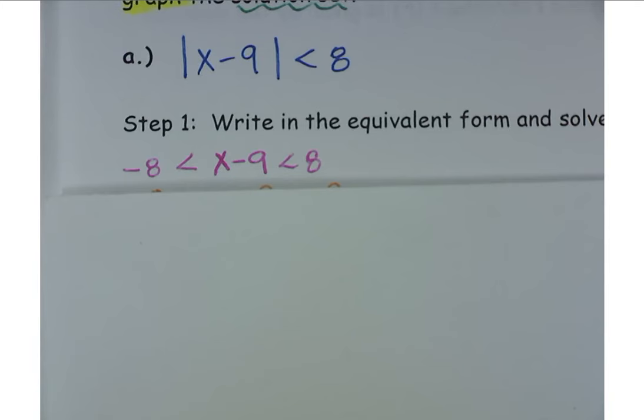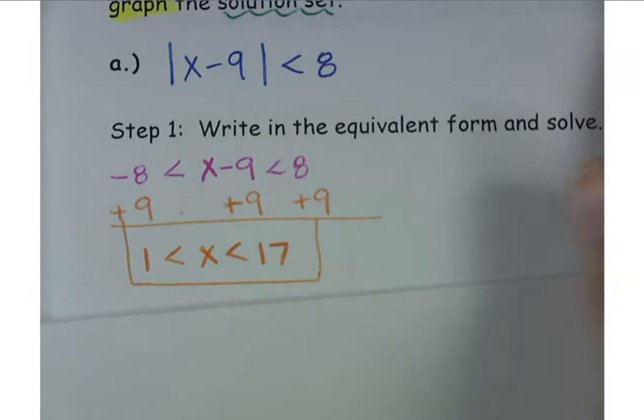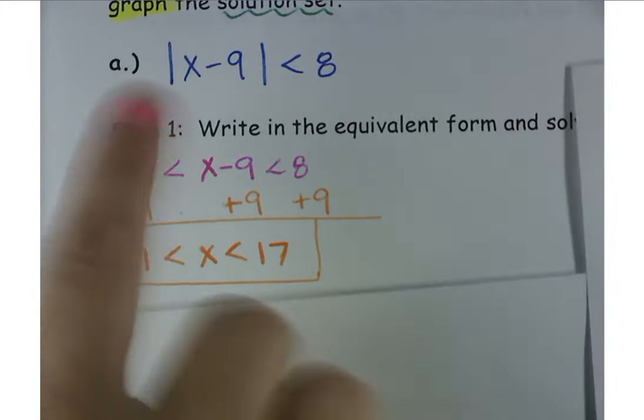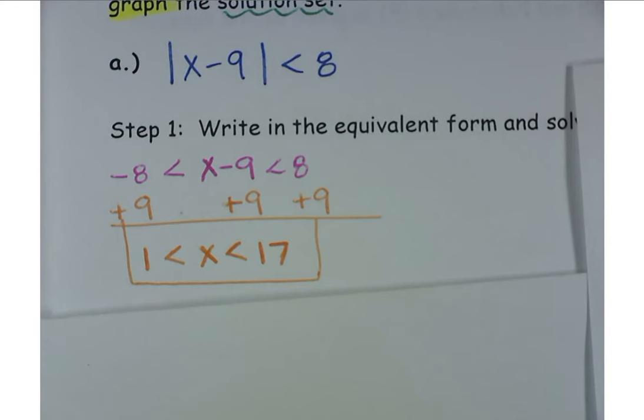Do you guys remember what to do when you have the inequality with 3 sides? You're going to add 9 to all of them, yeah. So the left and the right and the center. So we're going to add 9 to all of our sides. Negative 8 plus 9 is 1. 8 plus 9 is 17. And then we're going to express that in interval notation.